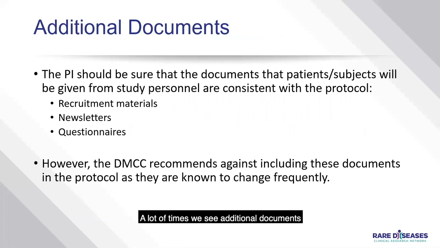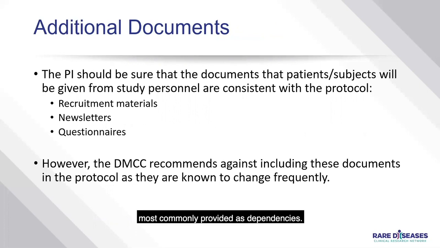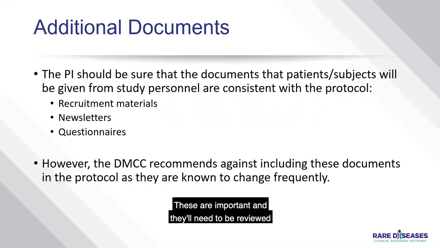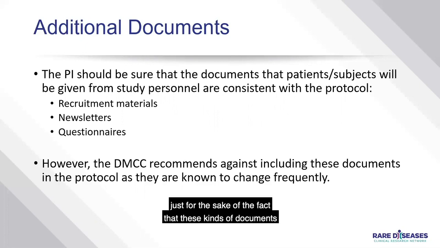A lot of times we see additional documents provided with your protocols. These can be recruitment materials, newsletters, questionnaires. A lot of times the questionnaires are the ones we see most commonly provided as appendices. These are important and they'll need to be reviewed from an IRB's perspective because they will often be subject facing. However, they aren't necessarily needed as appendices to the protocol, and we often recommend that they not be, because these kinds of documents tend to be updated on a much more frequent basis, which would require more amendments for your actual protocol.